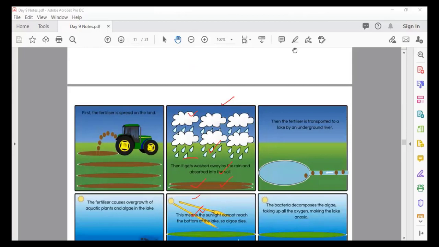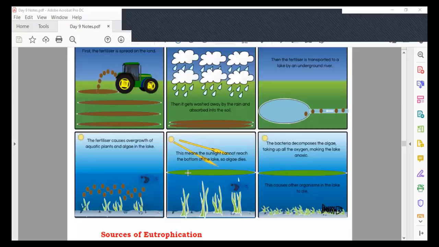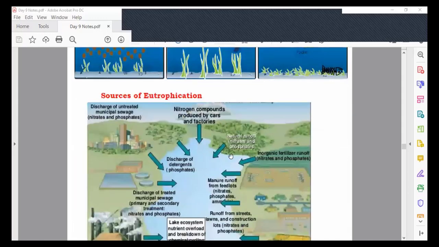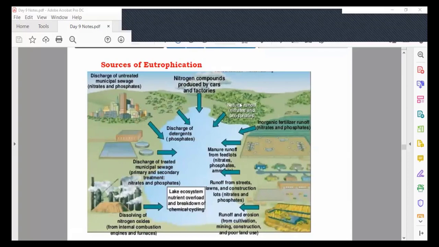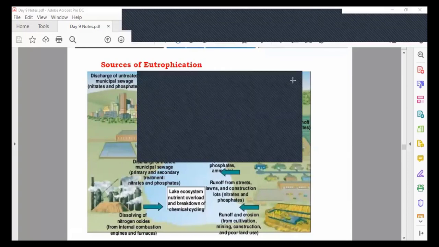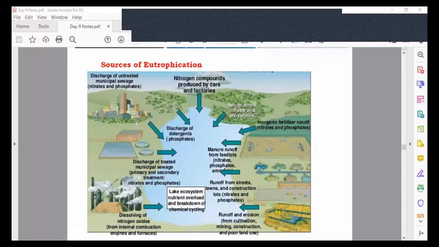Here is another diagram, the same thing. You can go through this one. And these are the sources from where eutrophication comes. Discharge from homes, even organic and inorganic fertilizers, and discharge from factories, all are sources of this eutrophication.